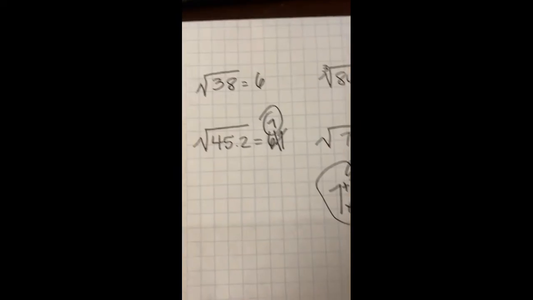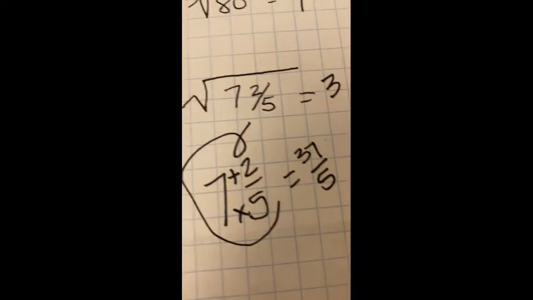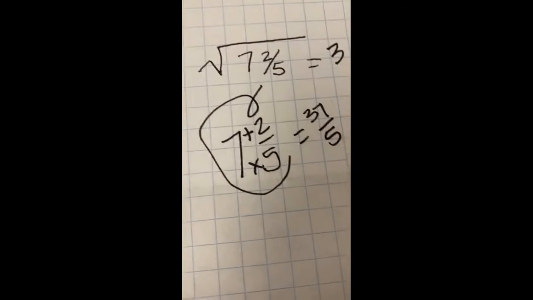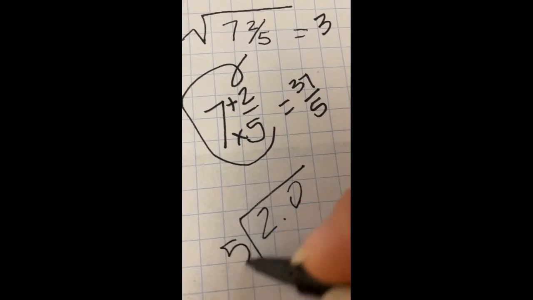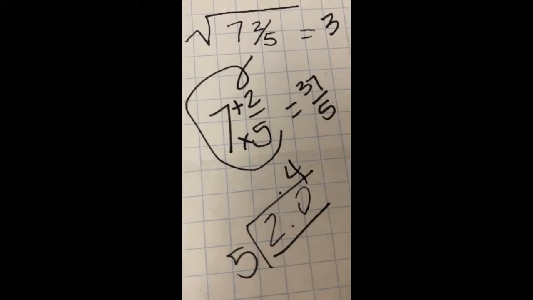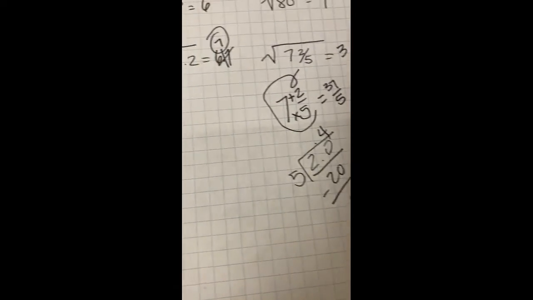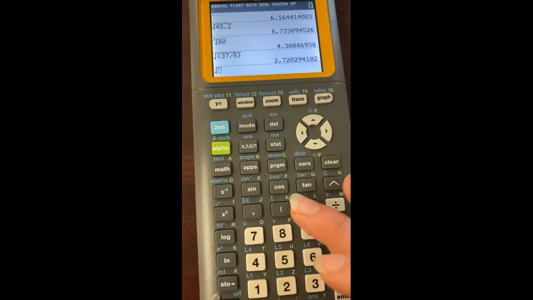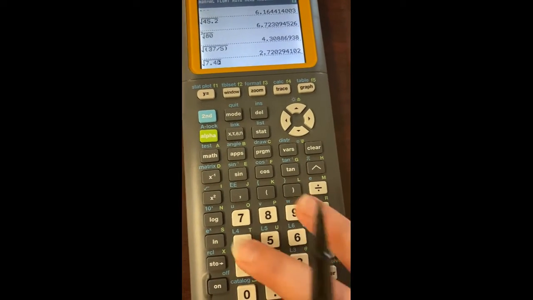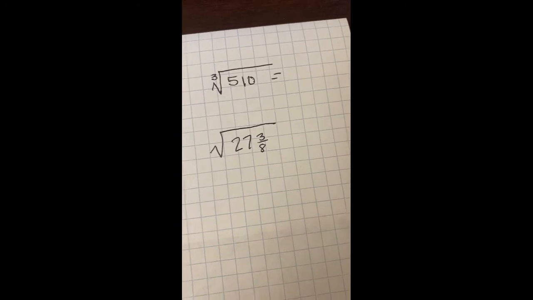Okay. Next, if you wanted to do a decimal, I know that 2/5 is the same as 0.4, right? Because 4 times 5 is 20. So I could do 7.4. If I wanted to do that, whatever way you're comfortable, second square root, 7.4, and you get the same answer, okay? Same answer, 3.